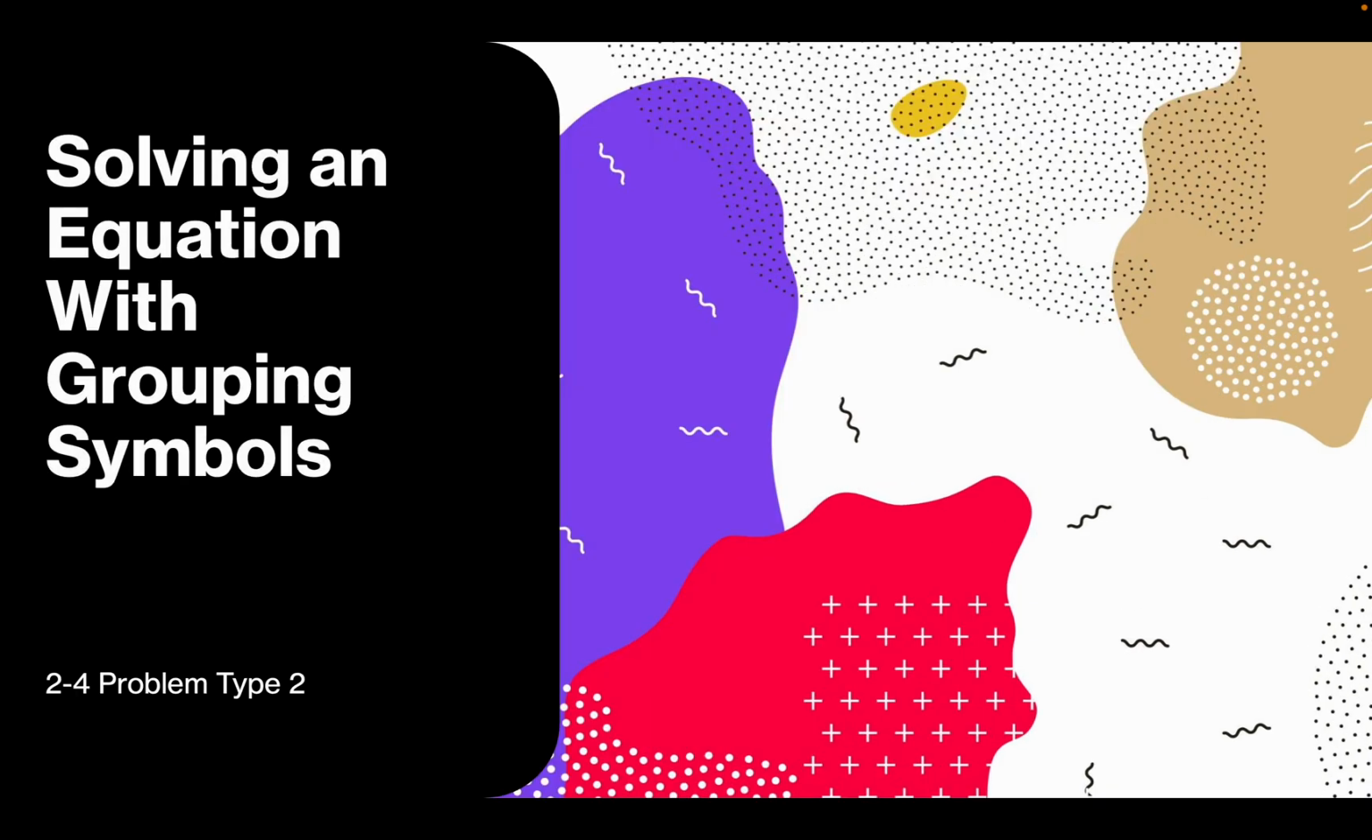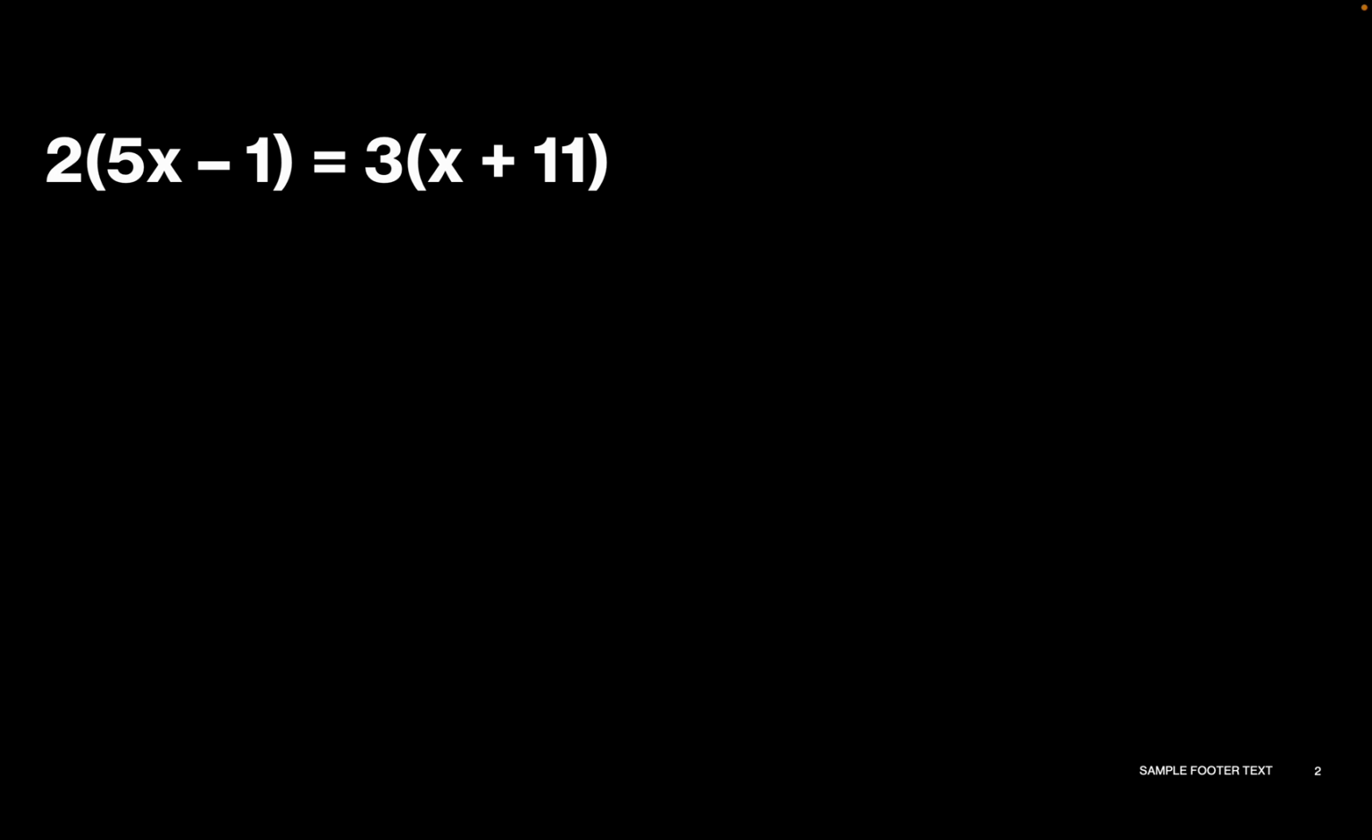Hey everybody, let's try solving an equation with grouping symbols. If you remember the distributive property, where we had parentheses to get rid of, that will be this one as well. It's just another step, but it really is all the same. Let's go ahead and practice with it.